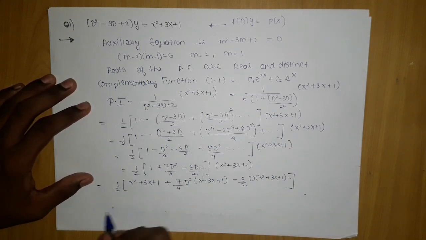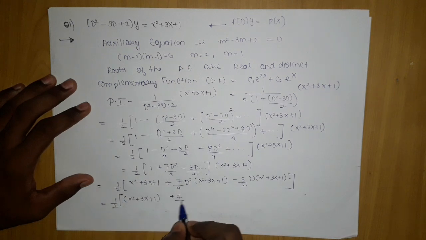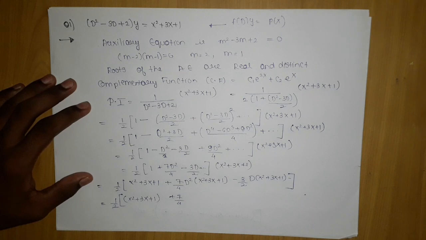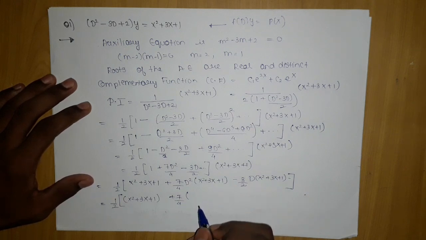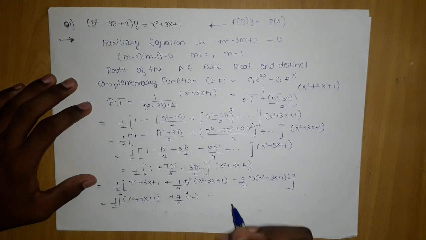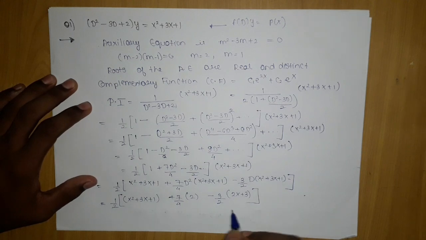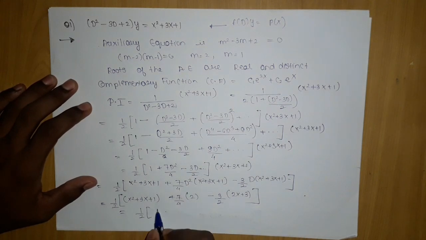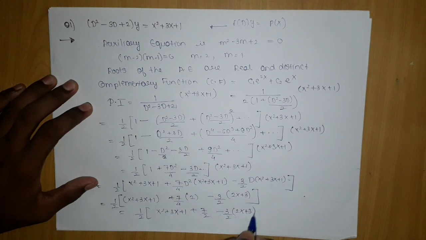So after this you will write it as it is, x square plus 3x plus 1, and we will differentiate it twice because it is D square, so twice derivative. In the first it will be 2x plus 3 as the first derivative, and if we differentiate it again, 2 will be left. So here 2 will be there, and here minus 3 by 2, 2x plus 3 bracket close. So 1 by 2 x square plus 3x plus 1 plus 7 by 2 minus 3 by 2 (2x plus 3) bracket close.